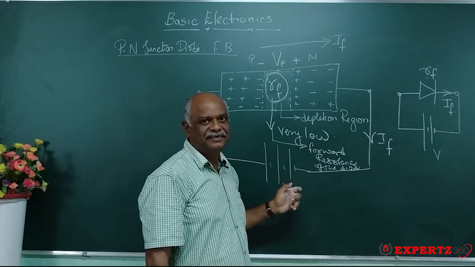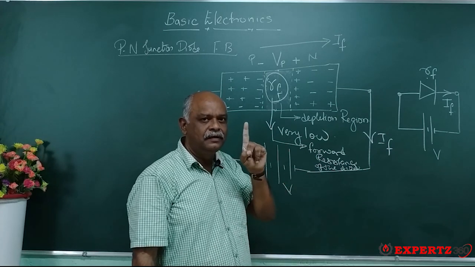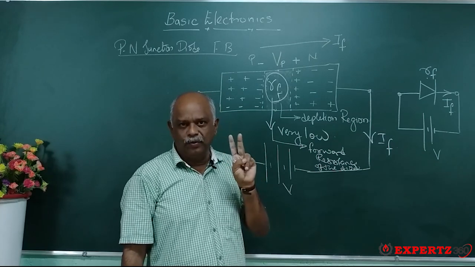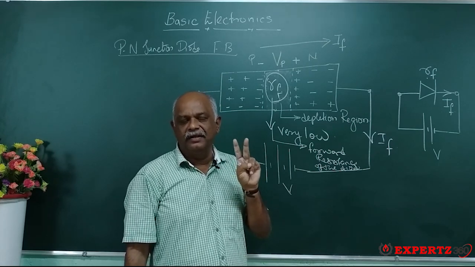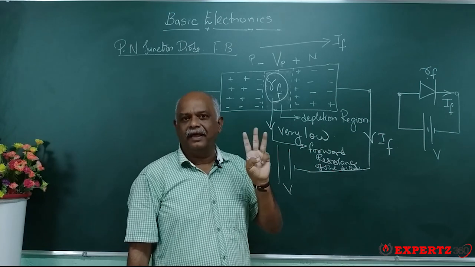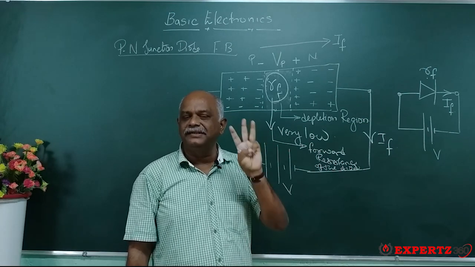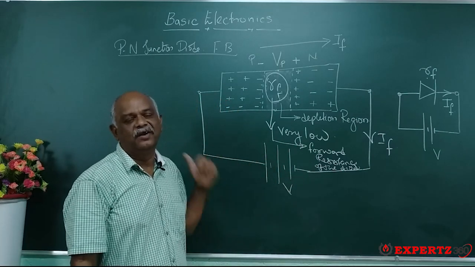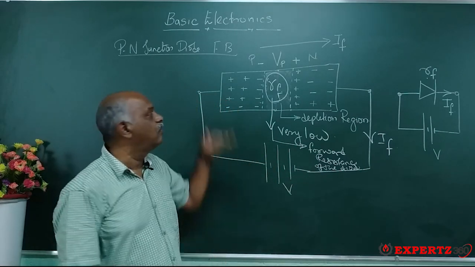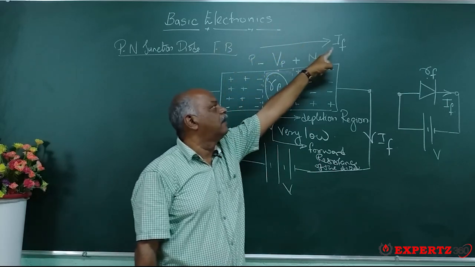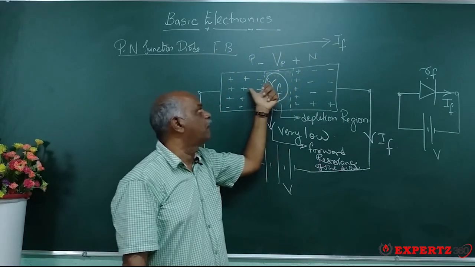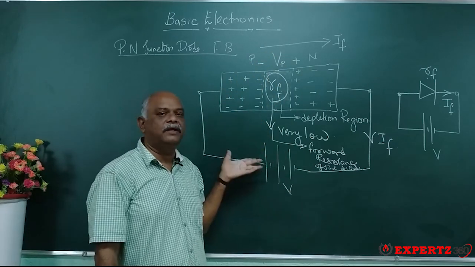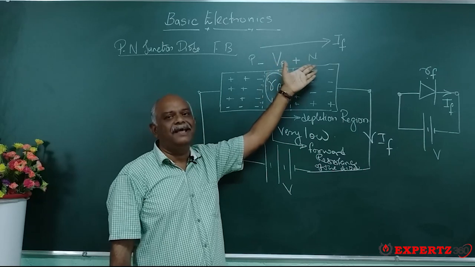One, the width of the depletion region decreases. Two, the electric field strength reduces. Three, the potential barrier voltage reduces by increasing the biasing voltage, which causes a flow of current called the forward current, flowing from P to N. As the biasing voltage increases, the forward current increases.